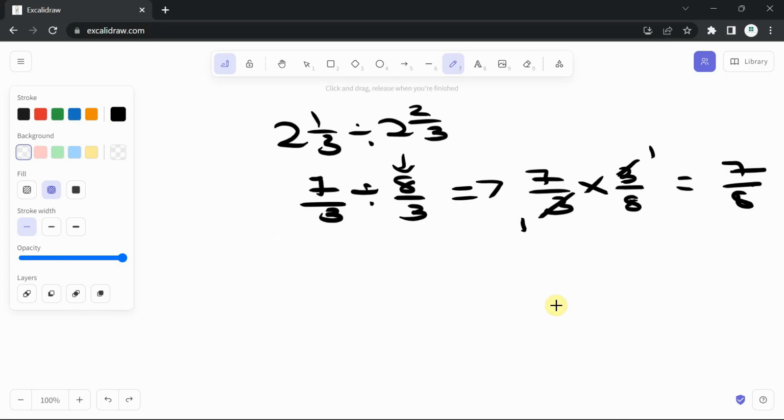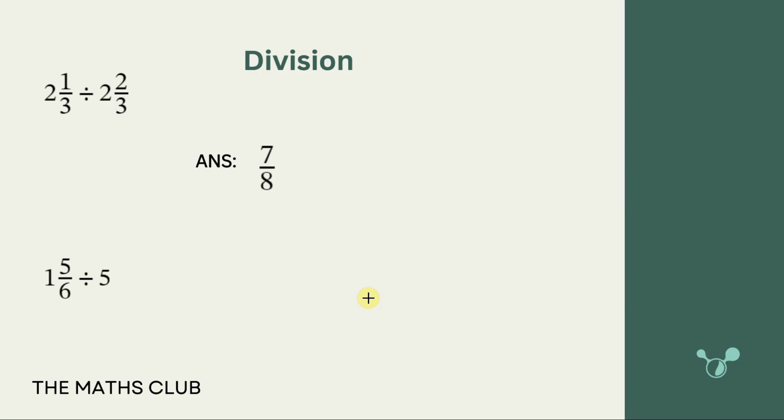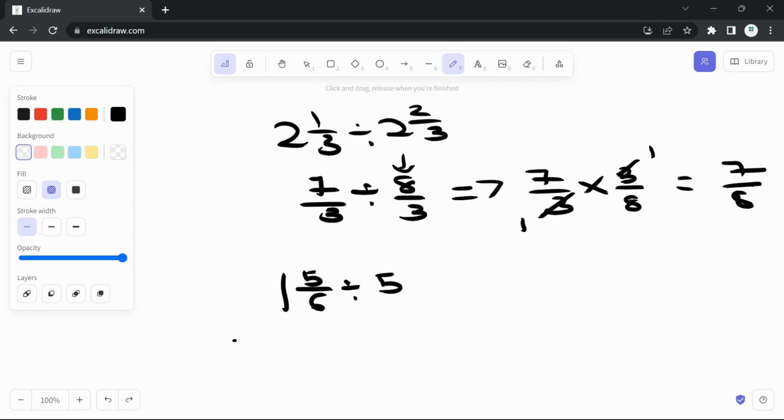Now let's look at this other question. It says 1 whole number 5 over 6 divided by 5. First things first, convert this to an improper fraction, right? So that would be 11 over 6 divided by 5, right? So when you have divided by 5, it's like saying 5 over 1, right? 5 divided by 1 is 5. 5 is 5, right? So what did I say we'll do?